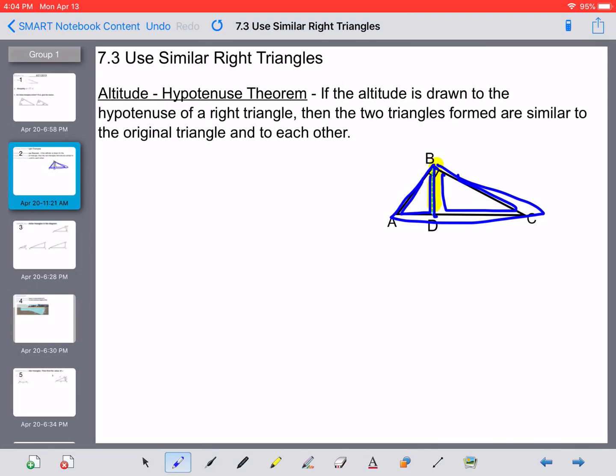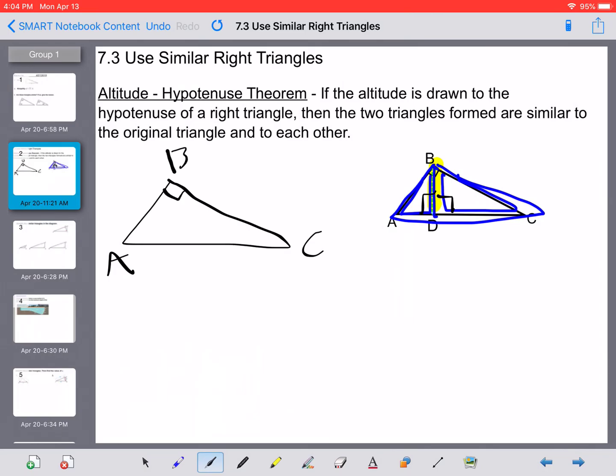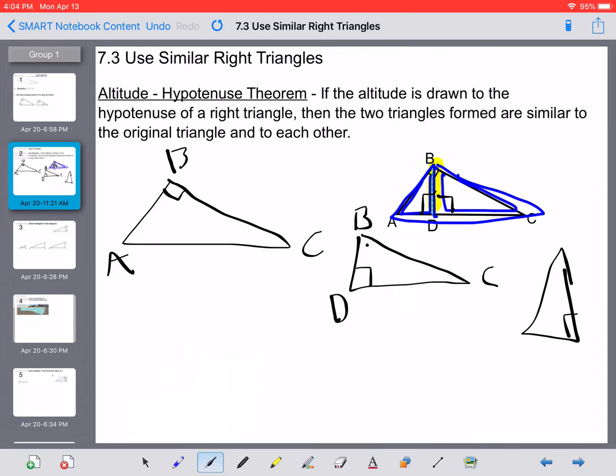Now remember that anytime there's an altitude, it forms a right triangle to the base. So all three of those are right triangles, and they are similar to each other. Those three that are formed are similar. So we have the original triangle ABC, we form triangle DBC, and we form triangle ADB. Those three are all similar.